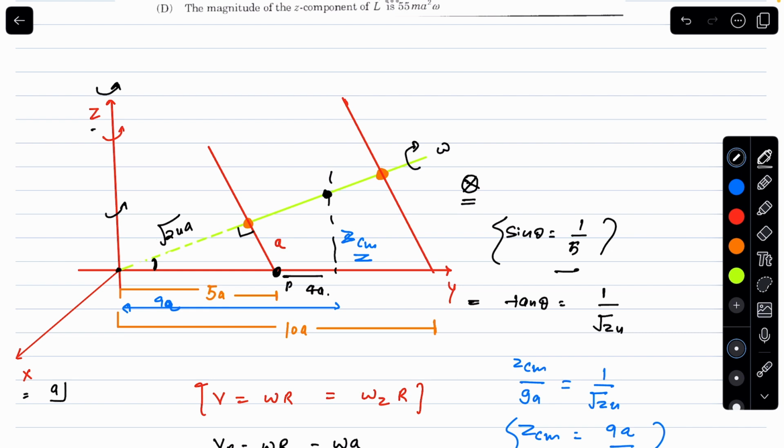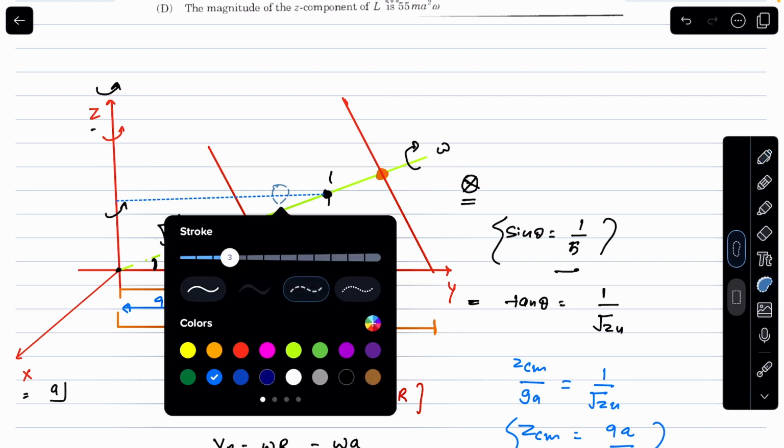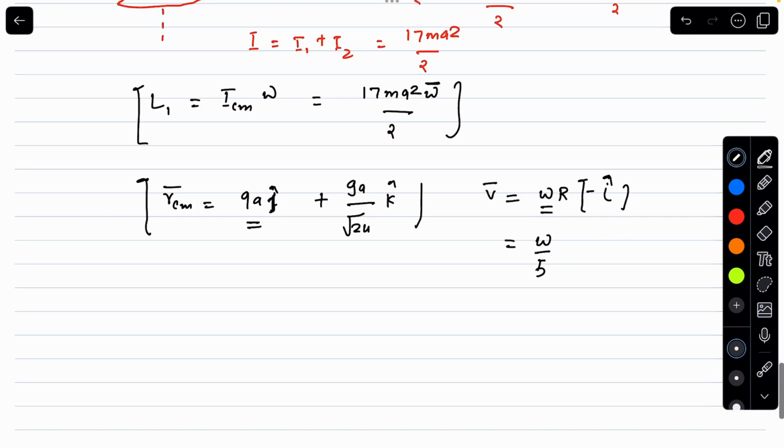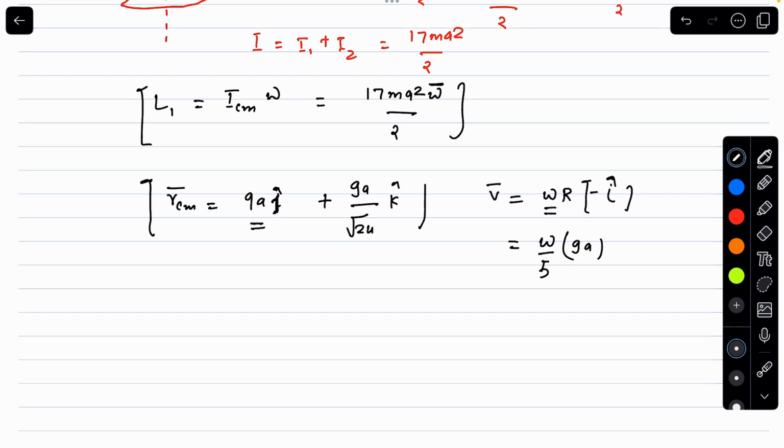I know the omega about the z axis. So to find the velocity of this point, the center of mass point, the velocity is omega multiplied by r, where r is the distance of this point from this point, which is 9a. So this becomes omega by 5 multiplied by 9, so 9 omega a by 5 minus I cap.